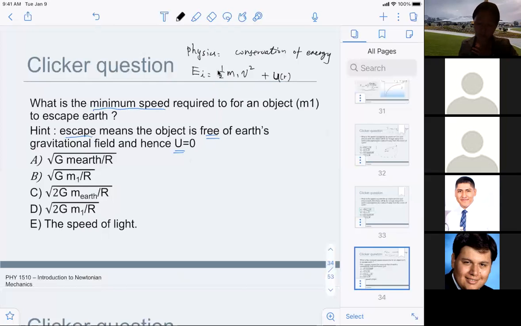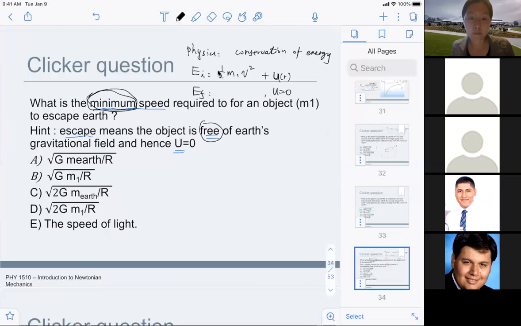Okay, so you have these two parts of energy when you are at Earth's surface. And eventually when you're free, we know that you will have zero potential energy. And do you have any kinetic energy? Well, that depends on what the question is asking. The question is asking for the minimum.